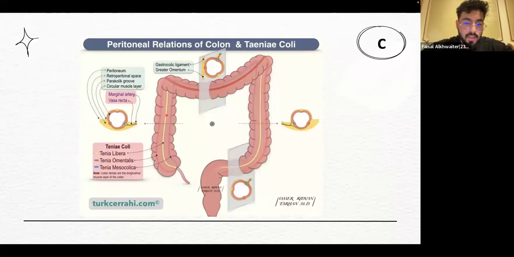So as you can see here, this is the ascending. It's retroperitoneal. This is intraperitoneal, and this is the descending, which is retroperitoneal. The rectum, however, sorry, not the rectum, the sigmoid colon is intraperitoneal, just like the transverse colon. It's covered from all sides. The sigmoid colon, not the rectum. Okay? I made a mistake. I think it's clear, and it's pretty straightforward.